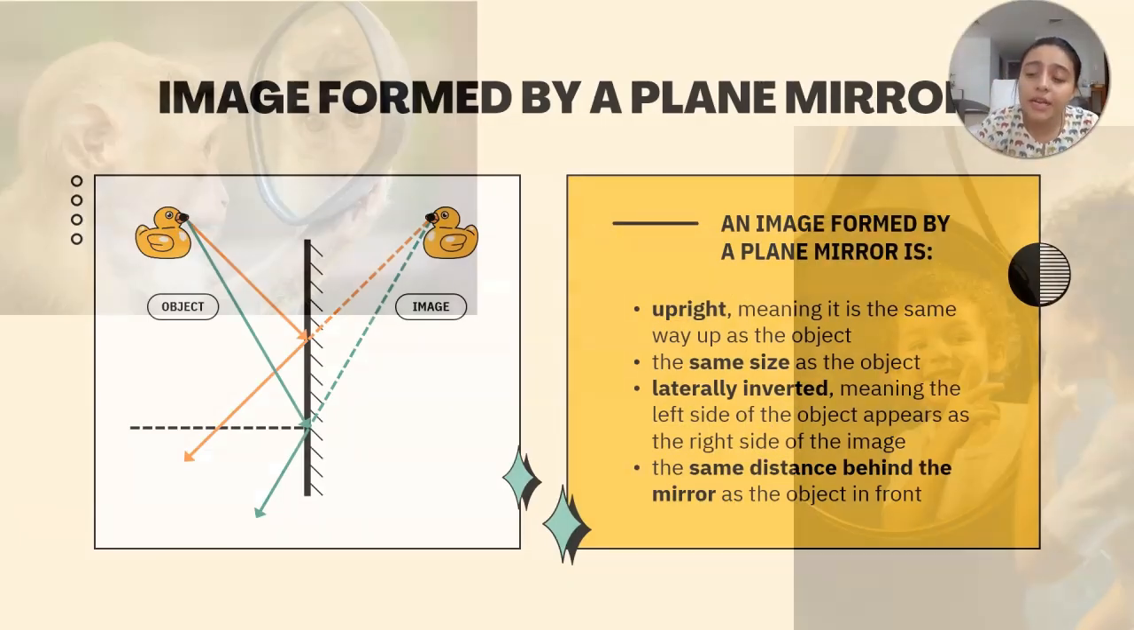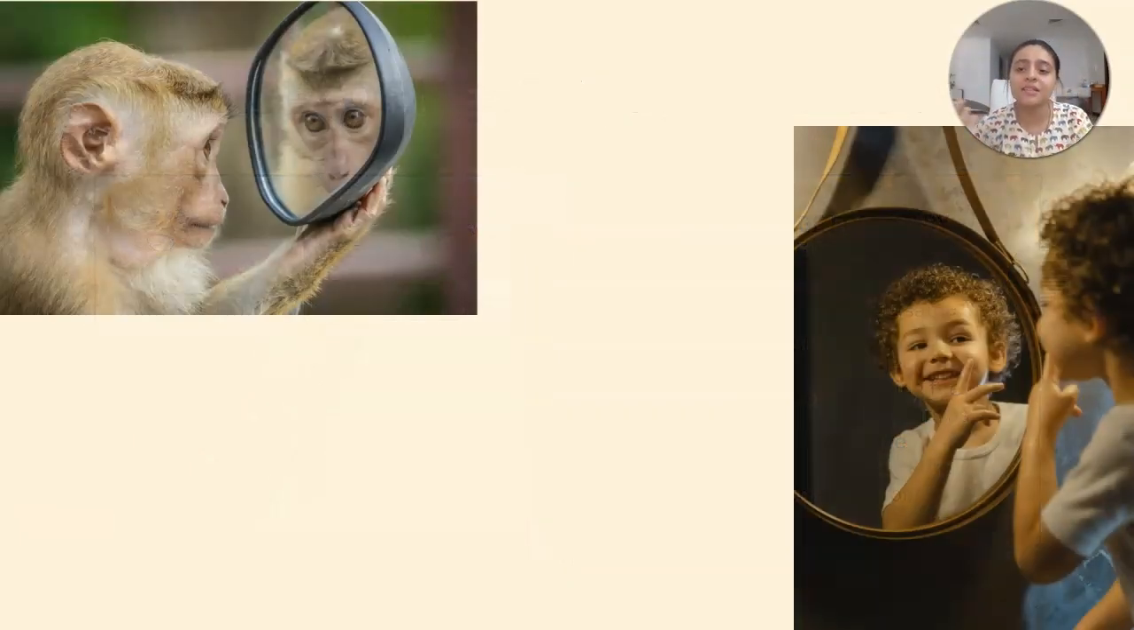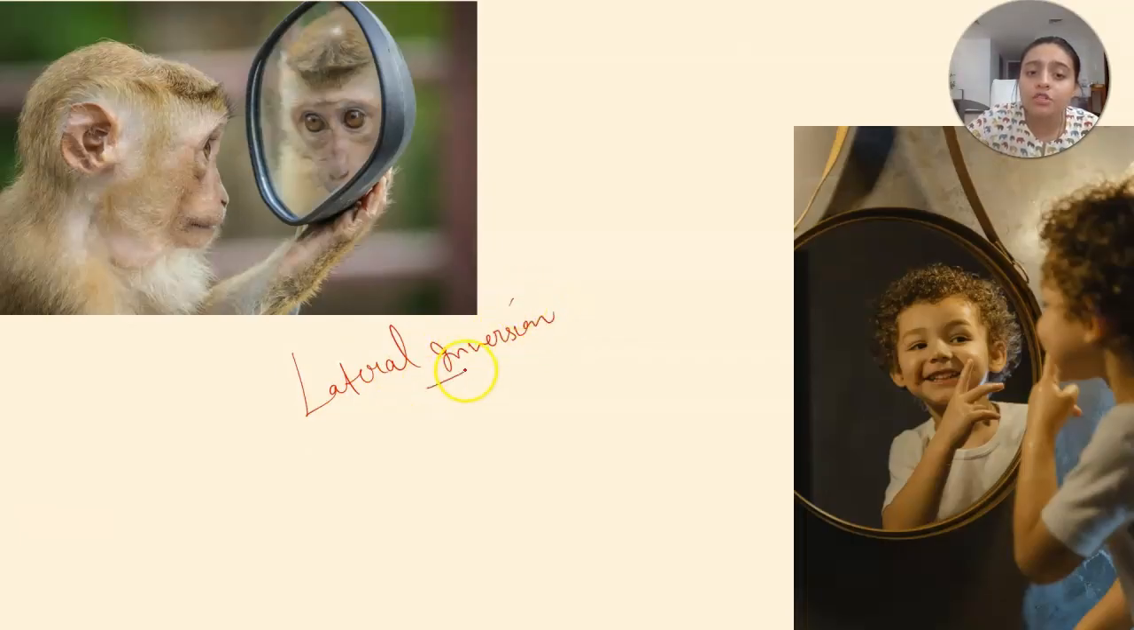For lateral inversion we have different examples. As you can see here, there's a monkey who is seeing his face in the plane mirror, and there's a boy. So always remember, there is a lateral inversion, meaning the right hand side of the face will be shown as the left hand side in the mirror, and the left hand side will be shown as the right hand side. So it is inverted.